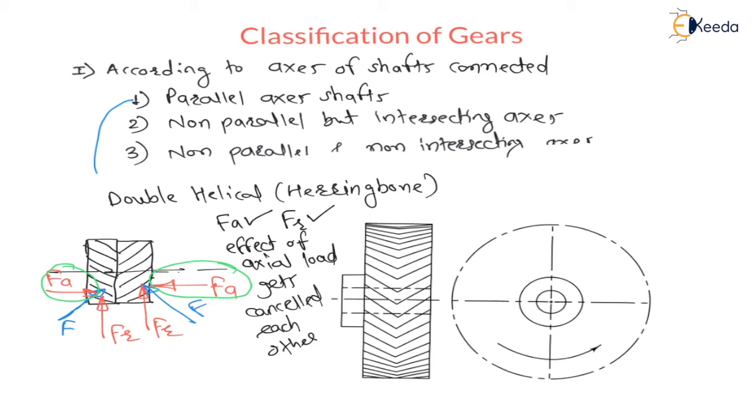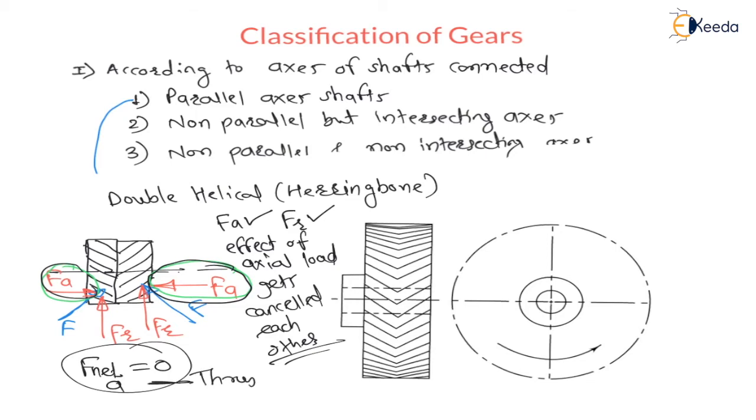gets cancelled each other. Therefore, in case of double helical gear or herringbone gear, both loads are present, but axial loads cancel each other. Therefore, the net axial load is zero. Yes, there is an axial load, but the net axial load is zero. Hence, double helical gear is used to avoid the problem of thrust.